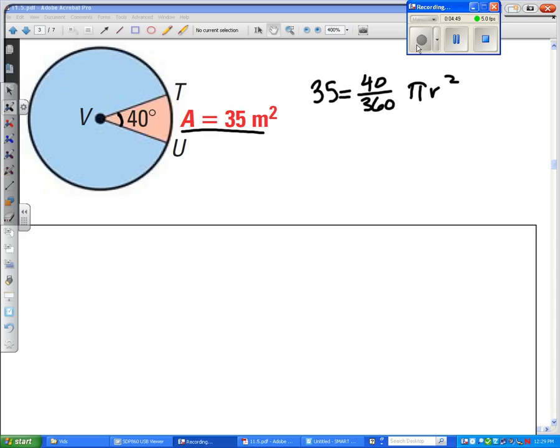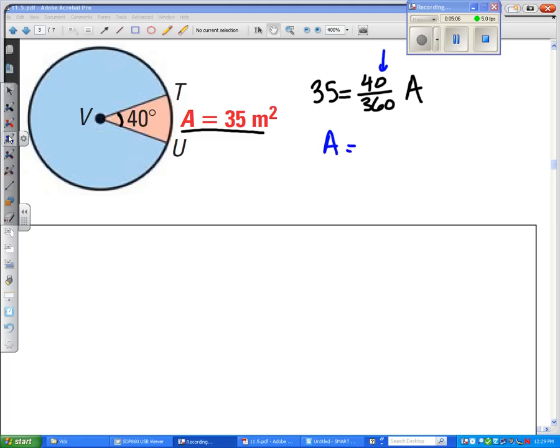Now we're asked to find the area. Let's pause for a second and notice something about our equation. This right here is actually the area. So I don't need to write pi r squared because then I'd just be doing more work than necessary. Notice it's equal to the area. So to solve for the area, I just multiply both sides by the reciprocal of the fraction.